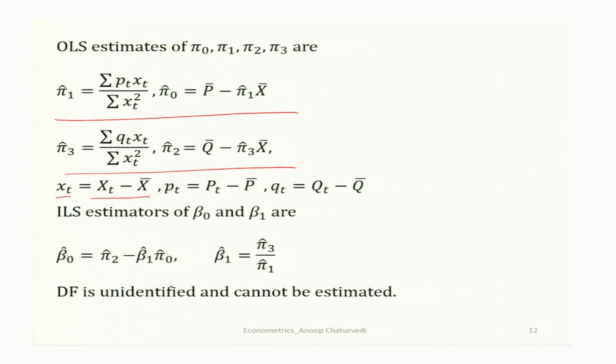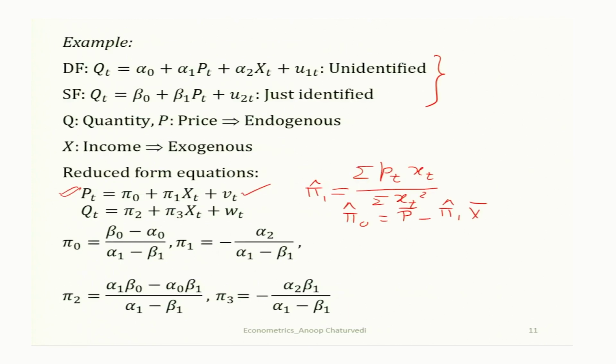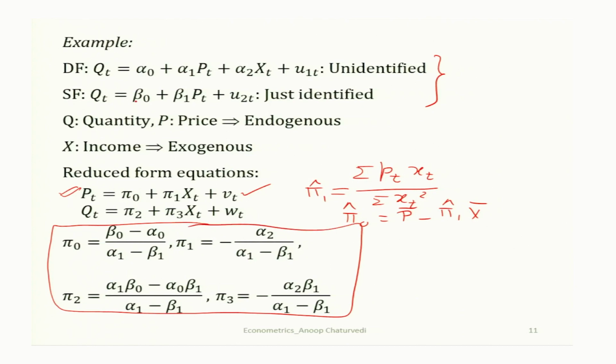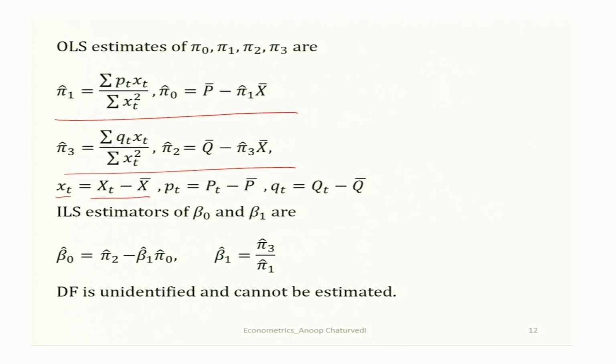Now, the first equation is unidentified and you do not get solutions for alpha naught, alpha 1 and alpha 2 from here, but you can solve these relations for beta naught and beta 1. So, you can easily verify that beta 1 is equal to pi 3 upon pi 1.